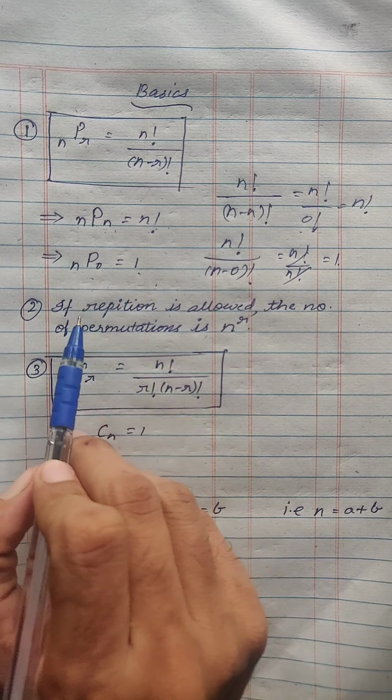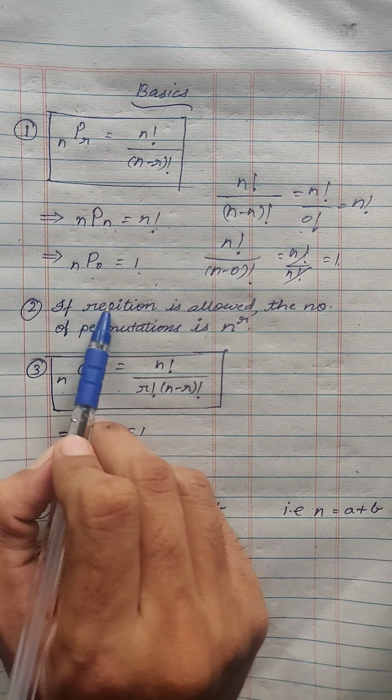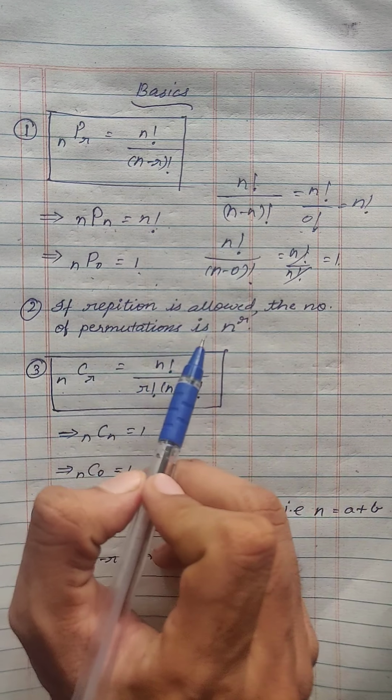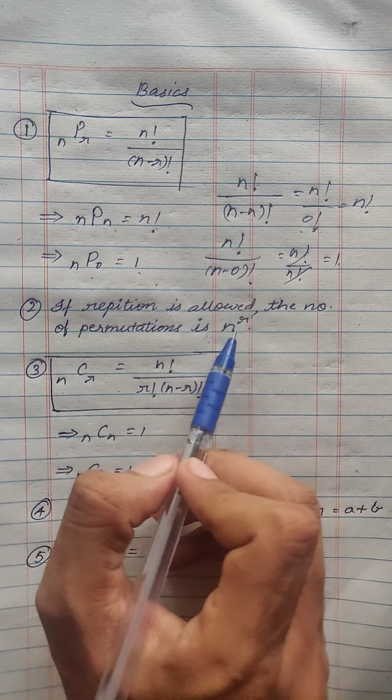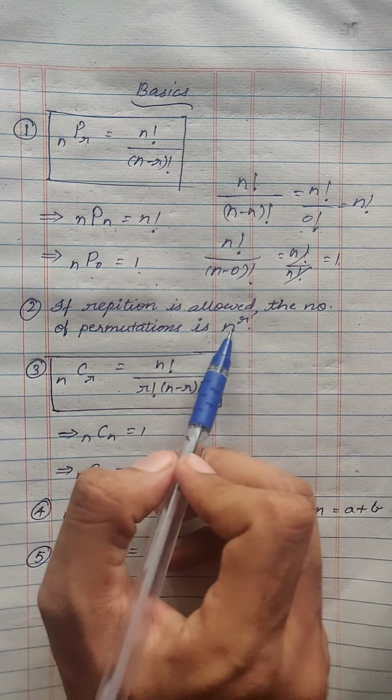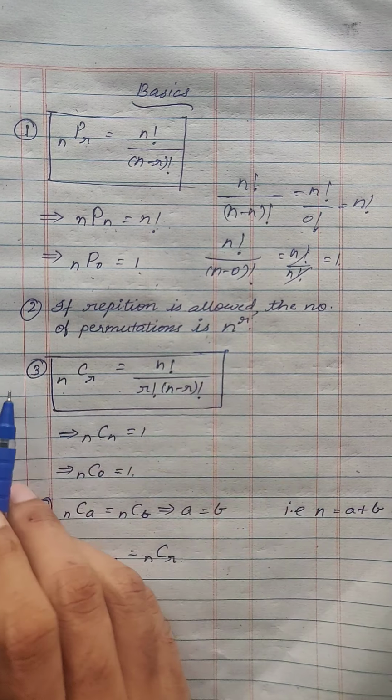So nPn will be equal to n factorial and nP0 is equal to 1. Now I forgot to tell you one more point, which is if repetition is allowed, the number of permutations is n power r. Which means if you can allow the repetition of digits, in such cases the formula will be n power r. Regarding this we'll be discussing in the class, this particular formula.